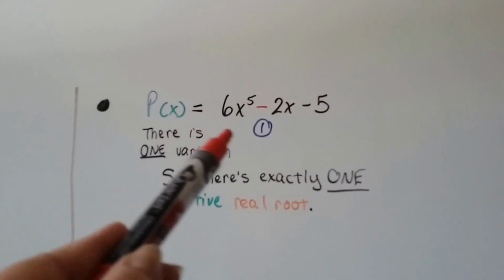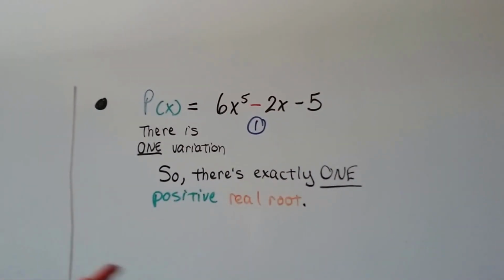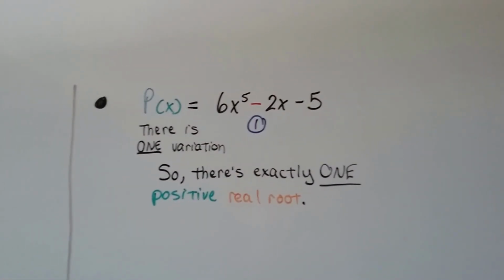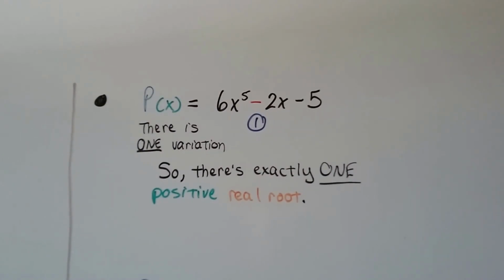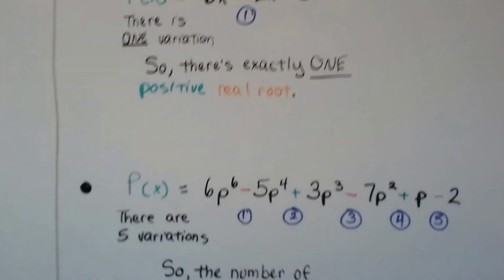Now look at this one. We started positive and then went negative, negative. So there's 1 variation. There's 1 positive real root. Probably a negative 1 in there, but we know there's 1 positive one, because we're just counting positives right now.